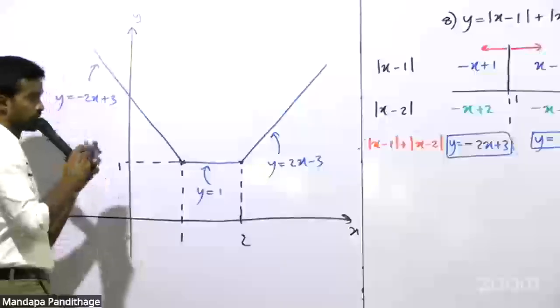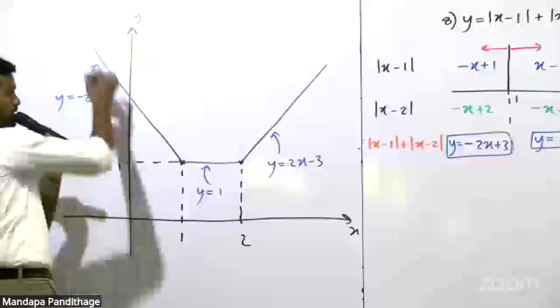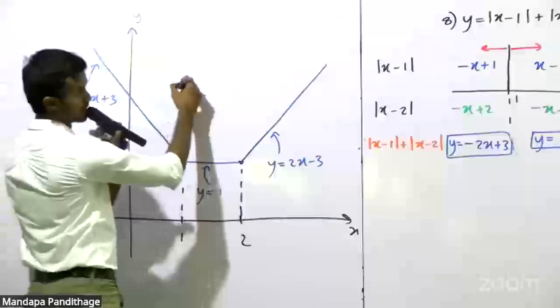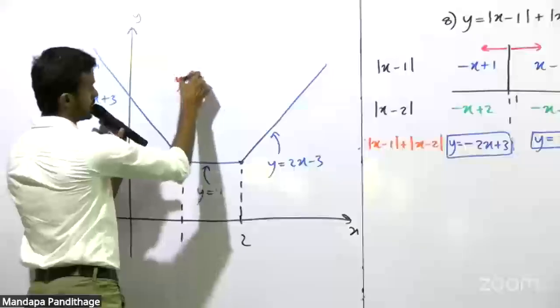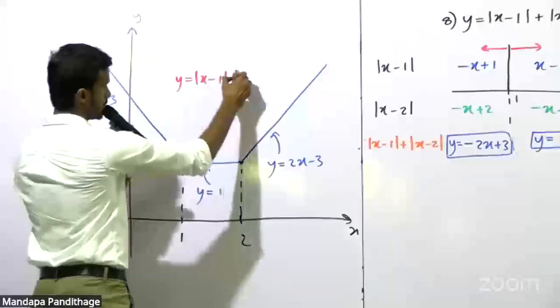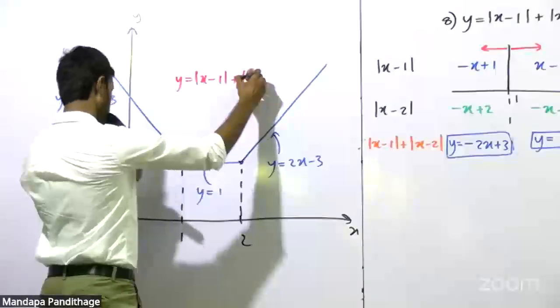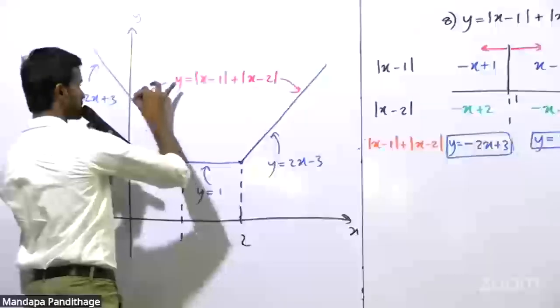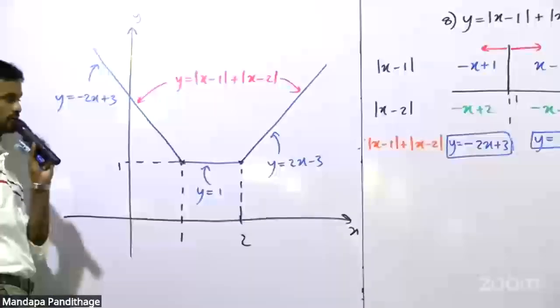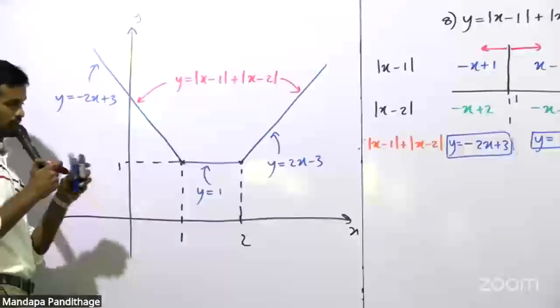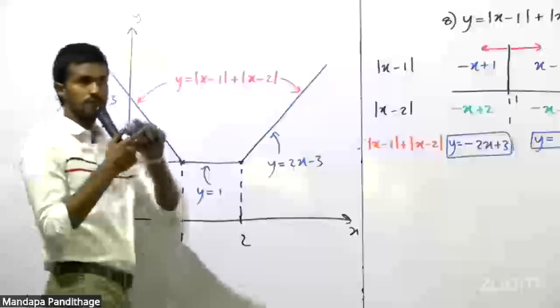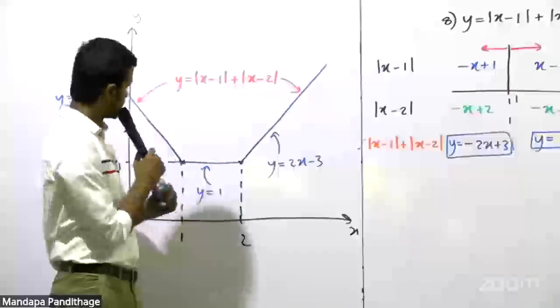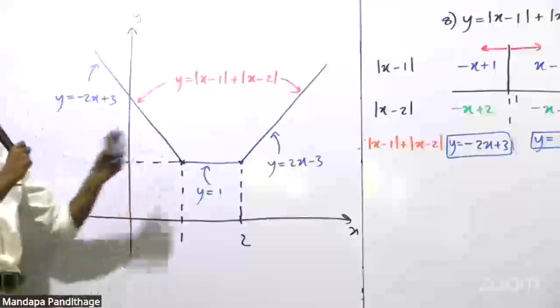So this basin shape graph gives you the graph of y equals modulus x minus 1 plus modulus x minus 2. Clear? So you can get the graph in this way. Okay, hands up who got these answers. Okay, so you can get ready to go. If there's anything, you can note it down.